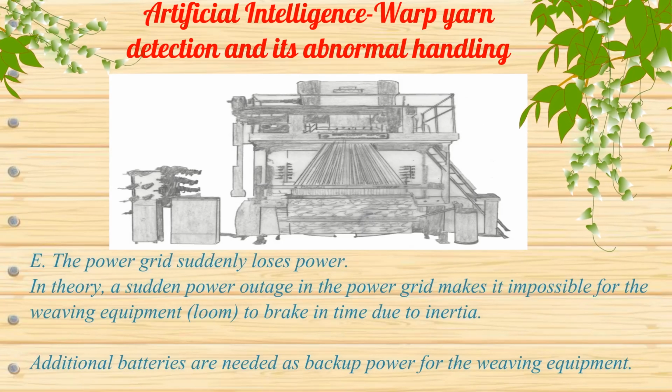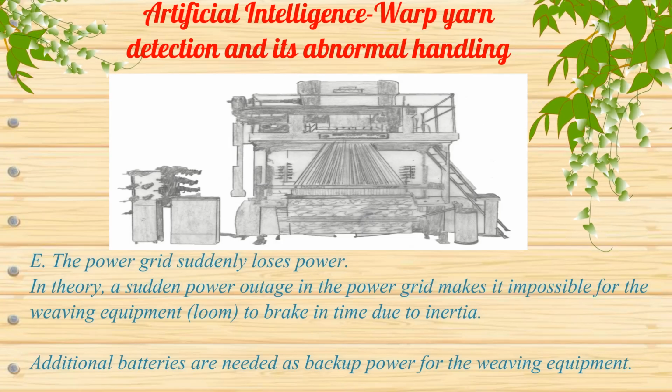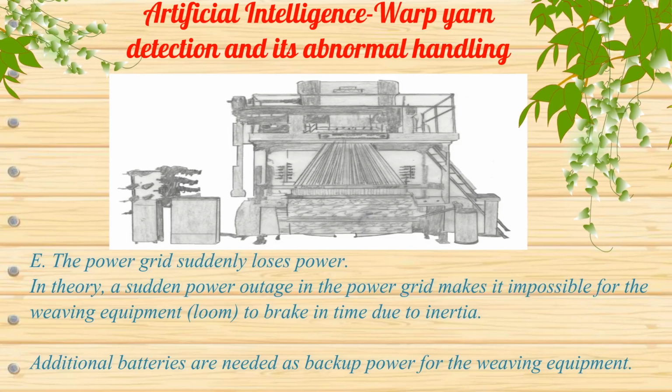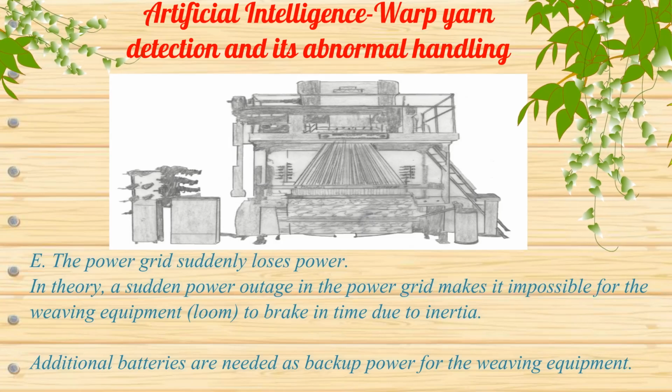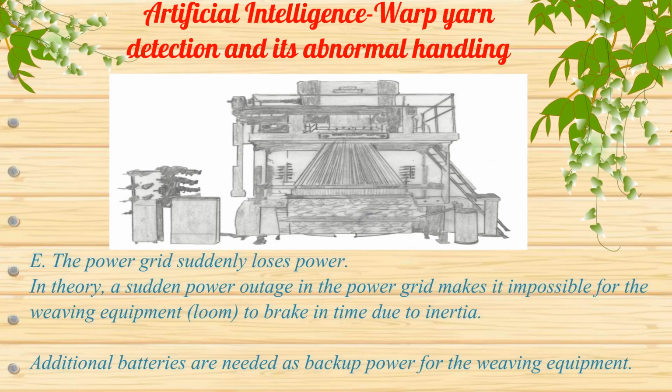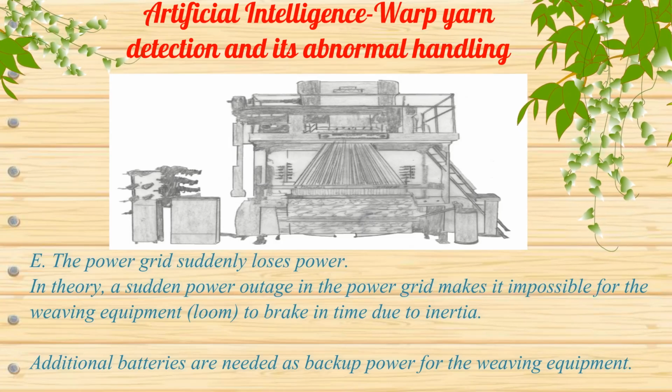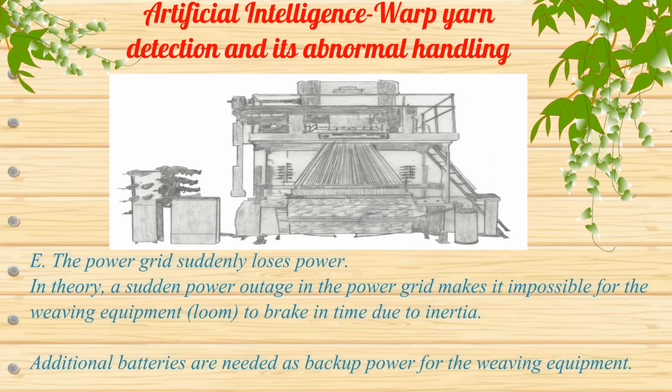the power grid suddenly loses power. In theory, a sudden power outage in the power grid makes it impossible for the weaving equipment, the loom, to brake in time due to inertia. Additional batteries are needed as backup power for the weaving equipment.